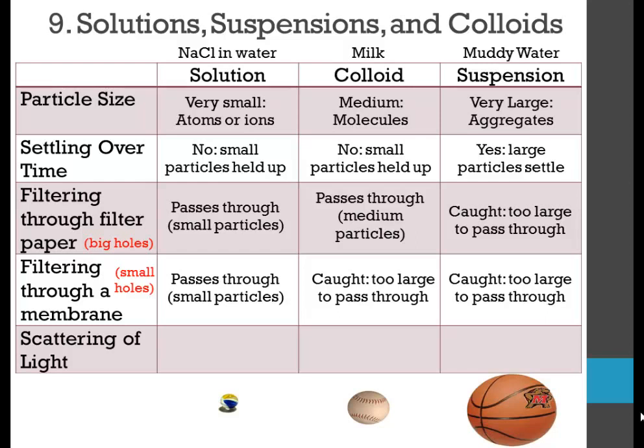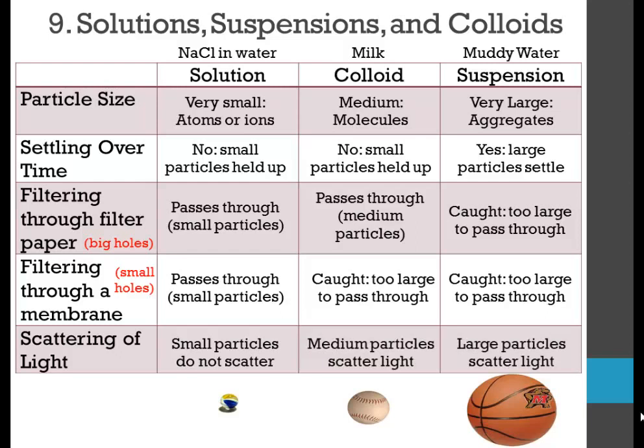Last is the scattering of light, which is also known as the Tyndall effect. The Tyndall effect is the scattering of light by particles. So you can think of the particles as being little mirrors. And the bigger the mirror is, the more light that it can scatter. So in the case of our salt water solution, those particles are so tiny that we can't see the light that they're scattering. It's just too little, we can't see it, so it doesn't scatter light. In the case of a colloid or a suspension, since those particles are bigger, they're able to scatter light.